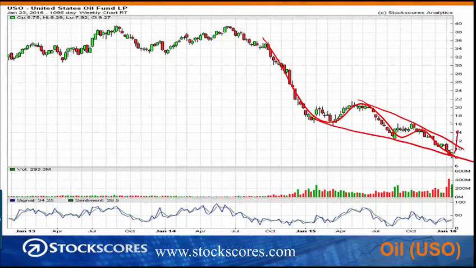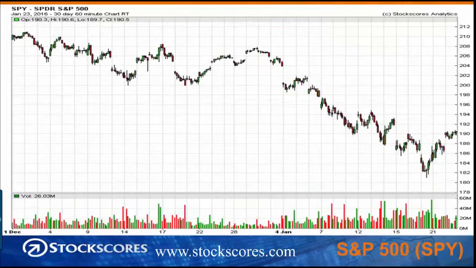And if we break to the upside through that downward trend line, we should finally break the long-term downward trend in oil. Still lots of work to do, but at least making a step in the right direction. All right, let's get into this week's analysis.